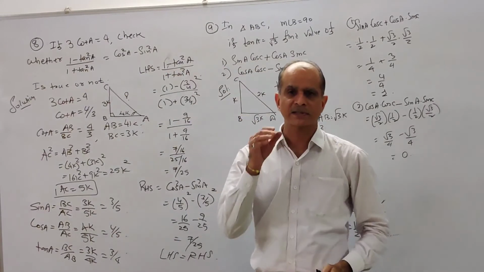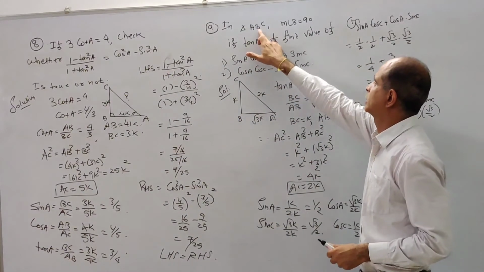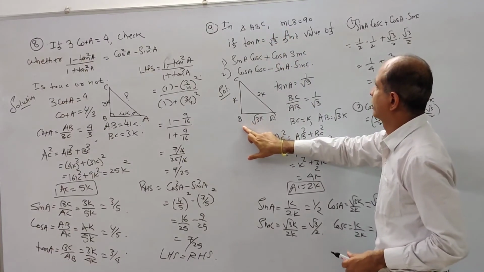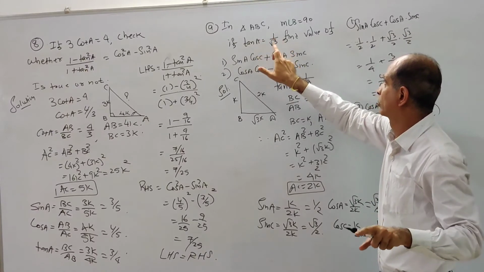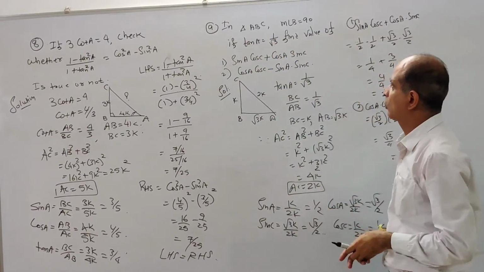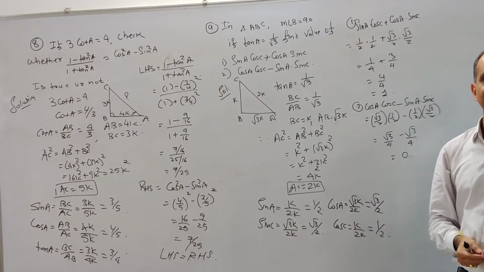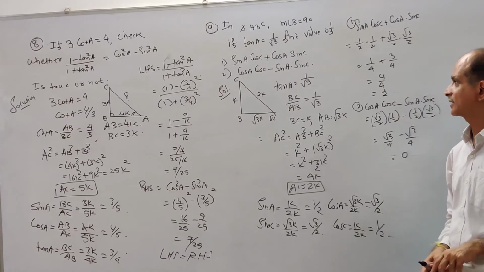So now let me start example number 9. Very simple example. In triangle ABC, measure angle B is equal to 90. The value of tan A is given to you: tan A is equal to 1 upon root 3. Then find the value of number 1, sin A cos C plus cos A sin C, and second one, cos A cos C minus sin A sin C.